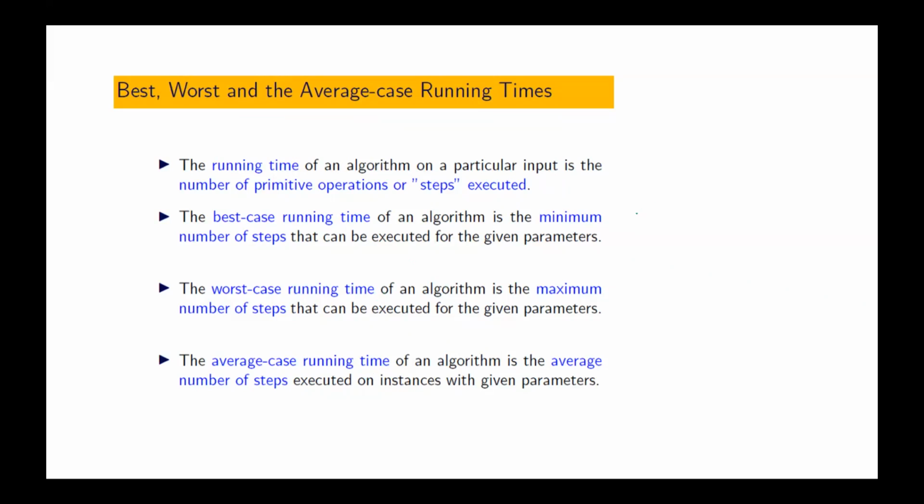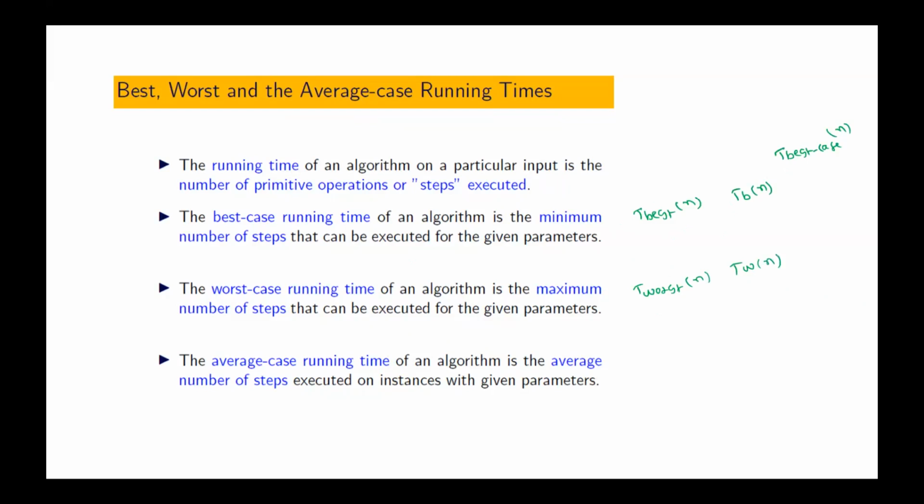So we call the best case running time T best of n, or TB of n, when n is the input size. Similarly, we call the worst case running time T worst case, or TW of n.